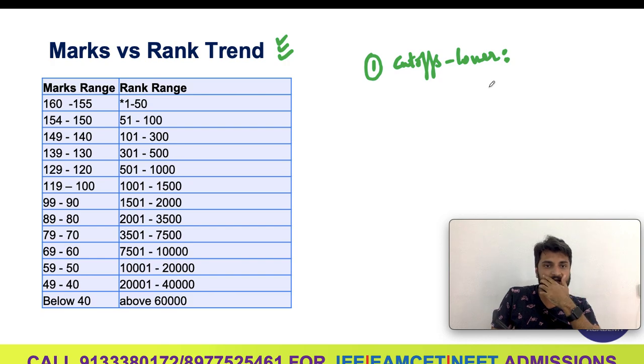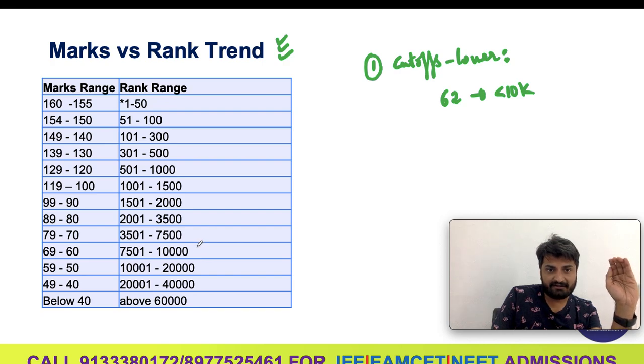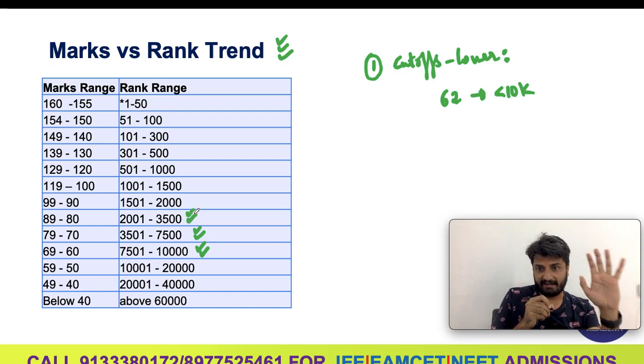For example, last year a total of around 62 gave you below 10,000 rank. So this is the trend which we are observing, from marks versus rank. So basically we'll look at these two. If you want to get around 10,000 rank, you need to be around 70 marks. Around 80 marks will give you 3500 rank. Around 90 marks will give you 2000 rank.